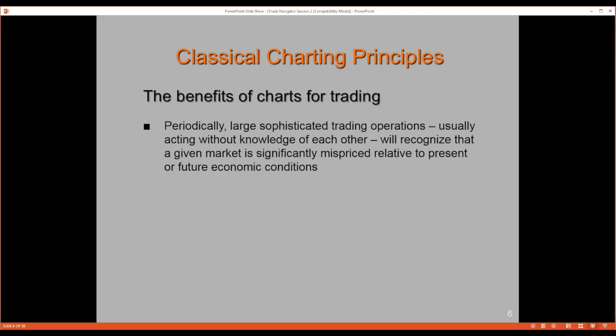Periodically, large, sophisticated trading operations, and they may be in different parts of the world, more often than not, are acting without knowledge of each other. They don't even know of each other. They may know the firm, but they don't know they're doing the same thing in the market. But these sophisticated trading operations will recognize that a given market is significantly mispriced relative to the present or future economic conditions, that basically the price of a market is wrong.